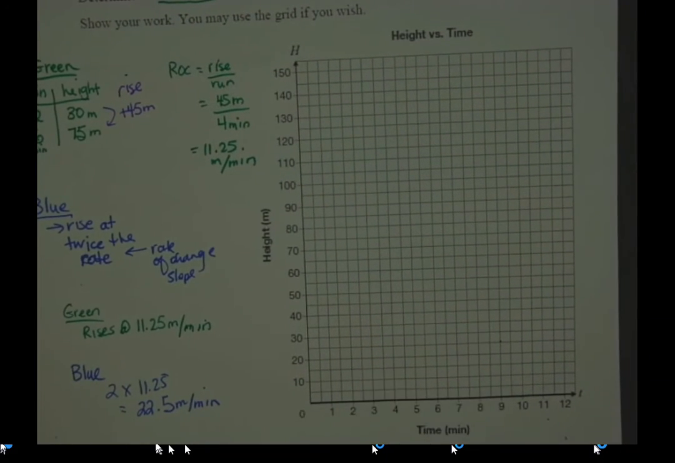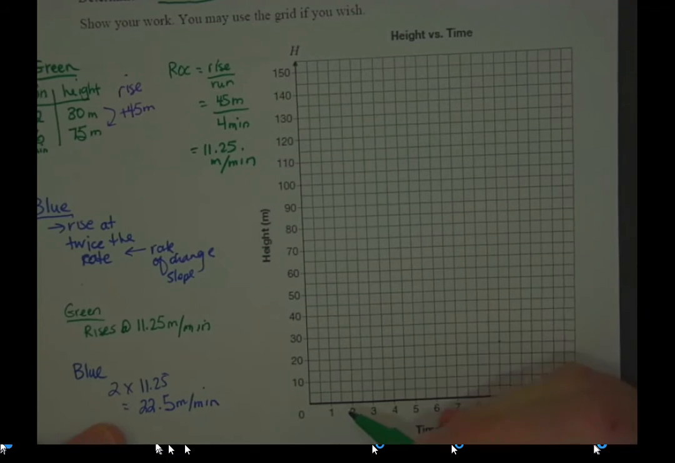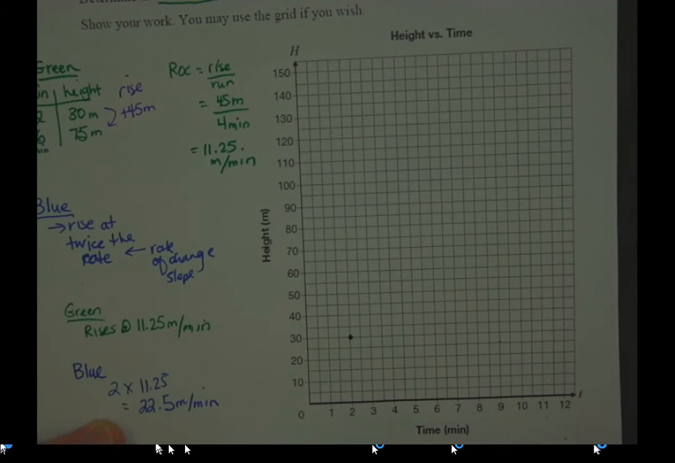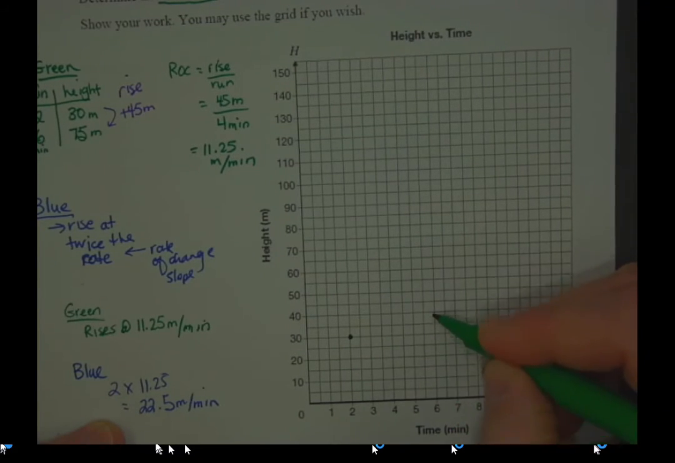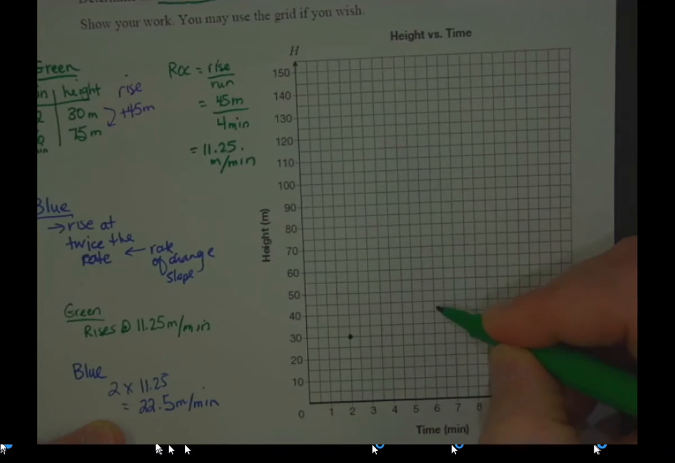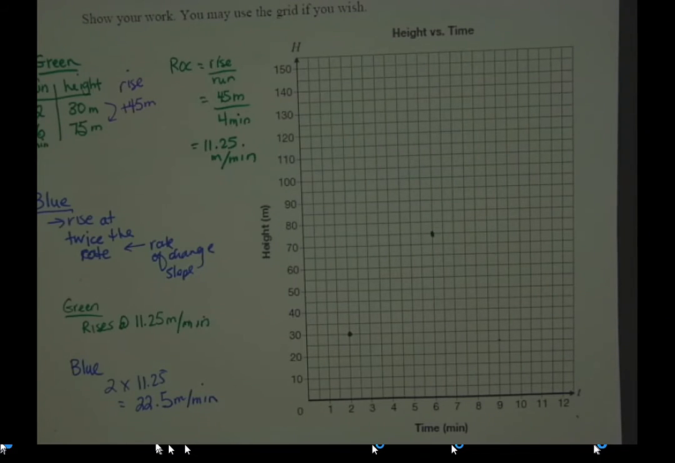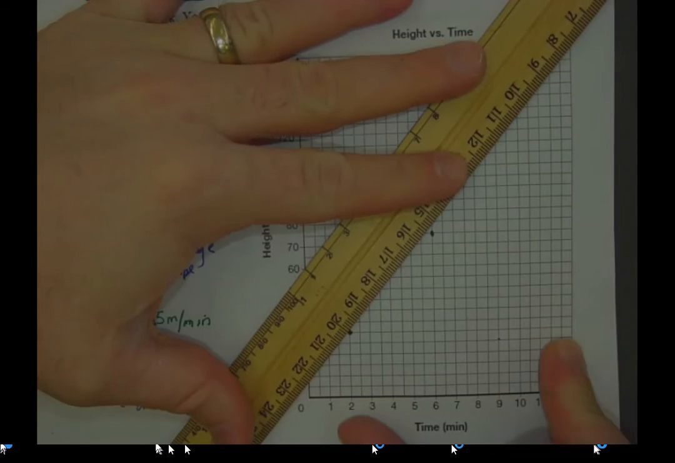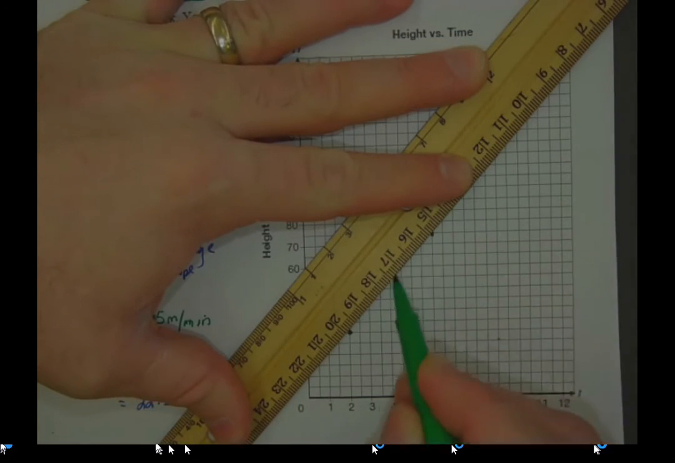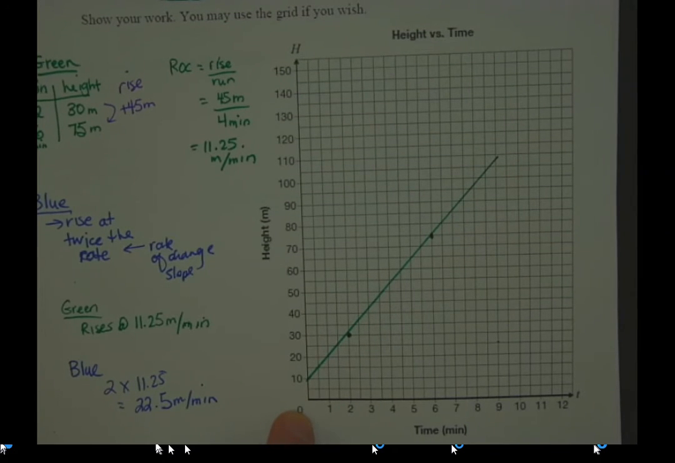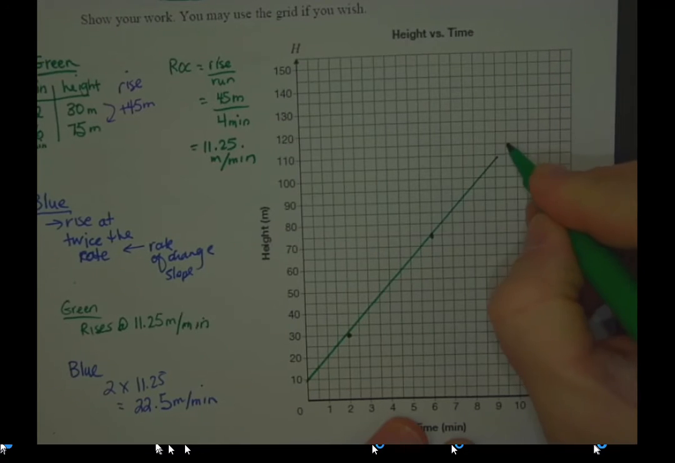So if you're a person that likes looking at a graph, you could do that. So after 2 minutes, I'm at 30 meters. And then after 6 minutes, I'm at 75 meters. And I can actually draw a line like so. You notice there that it didn't start on the ground. That's okay. It doesn't matter. But this one was the green one.